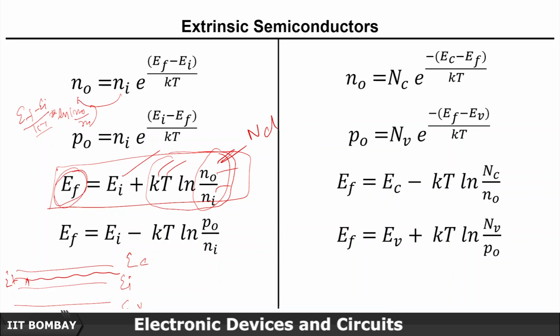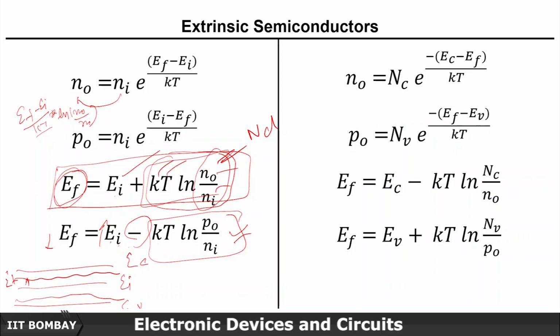And similarly for holes, you can calculate that if you want, with a minus sign, because in the case of a p-type semiconductor it will go down. So EI will be higher than EF. So this factor is being subtracted from EI, and similarly in the case of an n-type semiconductor, this factor is being added to EI. So I hope this clearly explains what is happening here.